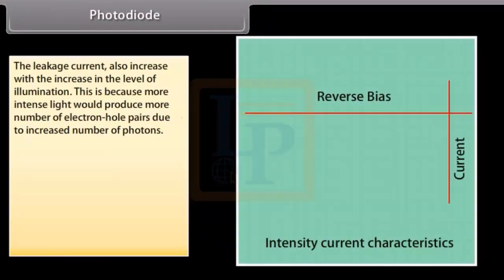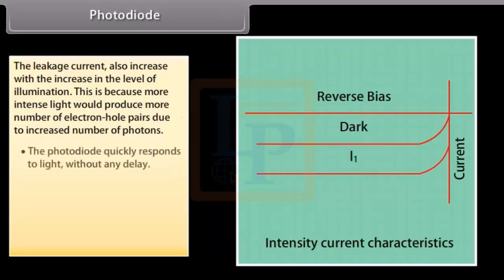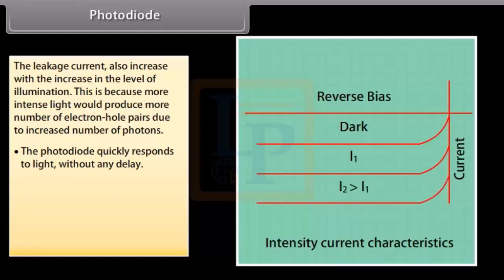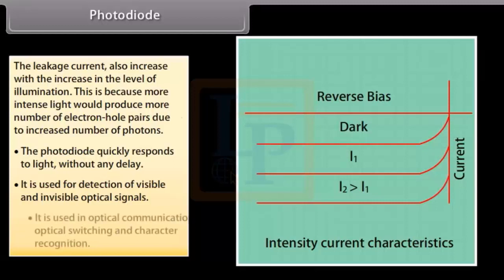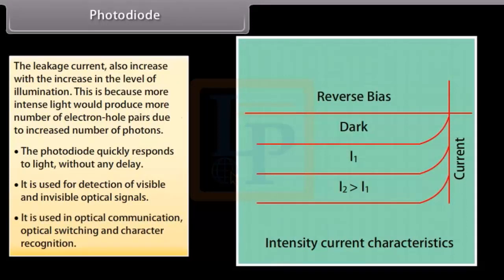The leakage current also increases with the increase in the level of illumination. This is because more intense light would produce more electron-hole pairs due to an increased number of photons. The photodiode quickly responds to light without any delay. It is used for detection of visible and invisible optical signals. It is used in optical communication, optical switching, and character recognition.